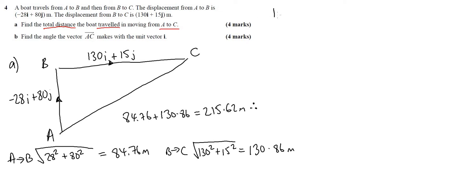Now part B. Find the angle the vector AC makes with the unit vector i. We need to find the vector for AC. Remember, if we're going to add two vectors, we draw the first vector, and then the second vector starts from the end of the first vector. Once we've done that, we can travel directly from A to C. So AC is equal to AB plus BC.